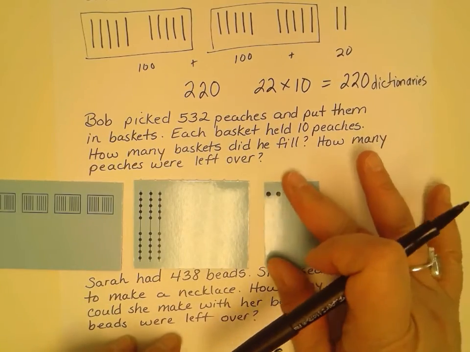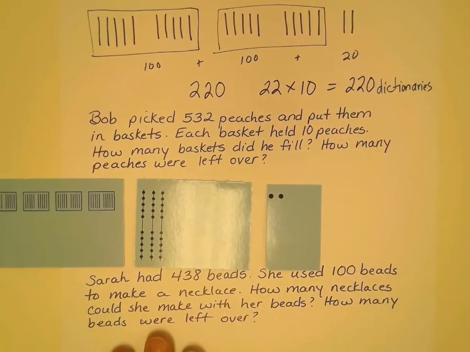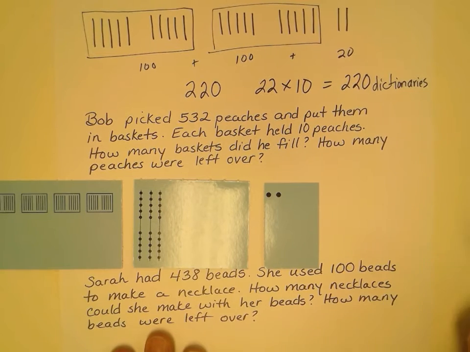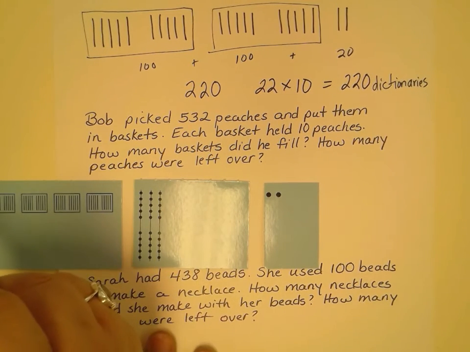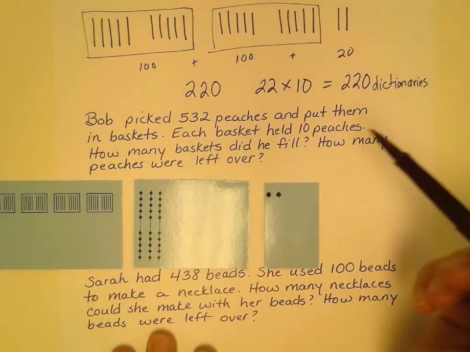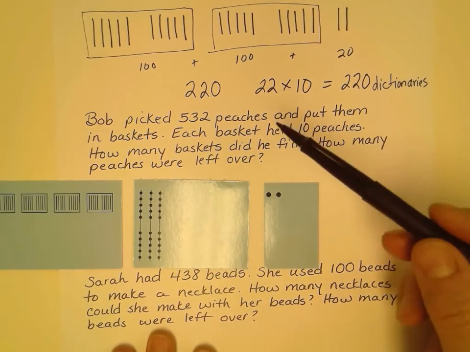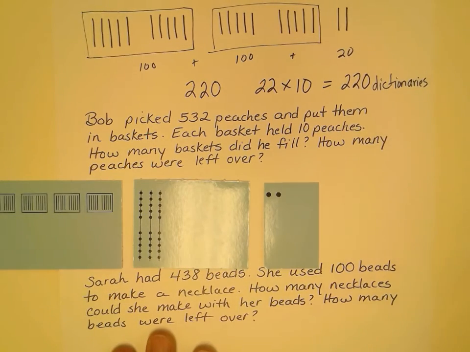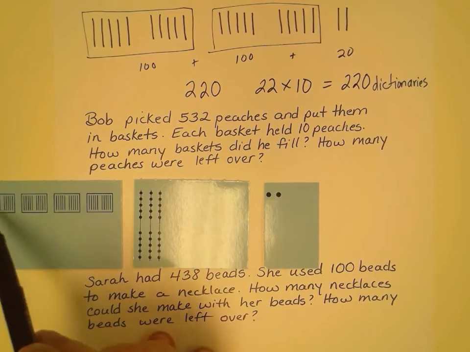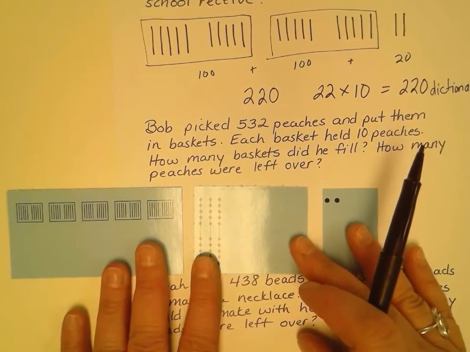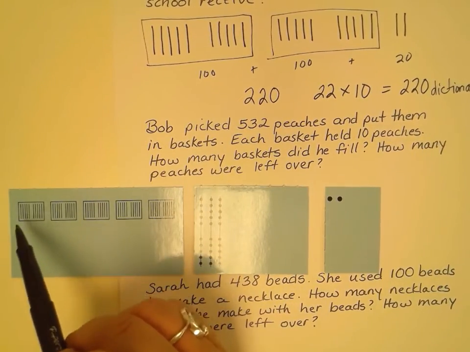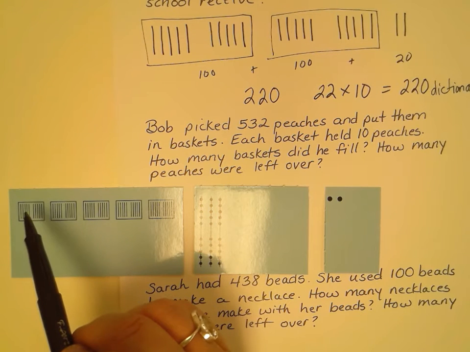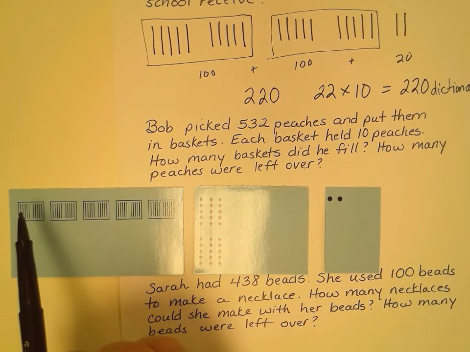So Bob picked 532 peaches and put them in baskets. Each basket held 10 peaches. So I'm going to look at all of those groups of 10 here and think about each of those sticks is 10 peaches, and I want to know how many baskets he had. So this 100, you can't see them, this 100 is represented by 10 different baskets.